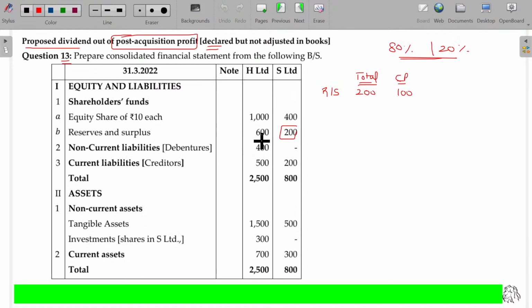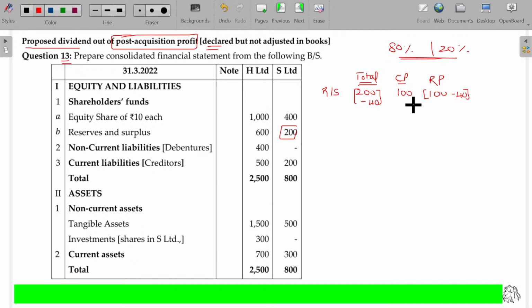So out of 200 rupees, 100 rupees is the capital profit. Balance will be the revenue profit. In that revenue profit, they are offering 10% dividend. So for 400 rupees, if you are offering 10%, then 40 rupees will be the dividend. Now, they have not transferred the provision for proposed dividend account from the reserves and surplus. If you transfer, the profit will reduce from 200 to 160.